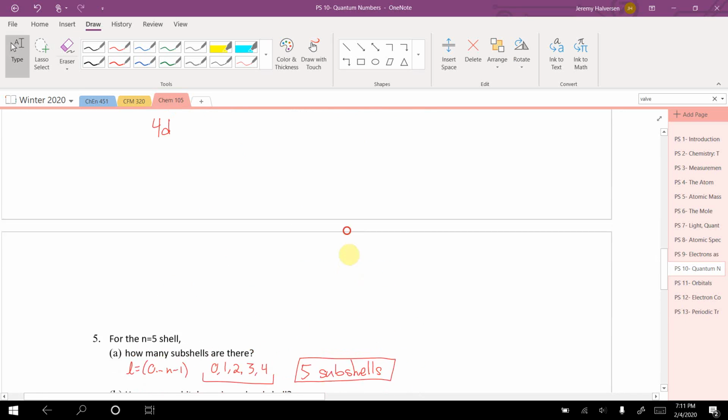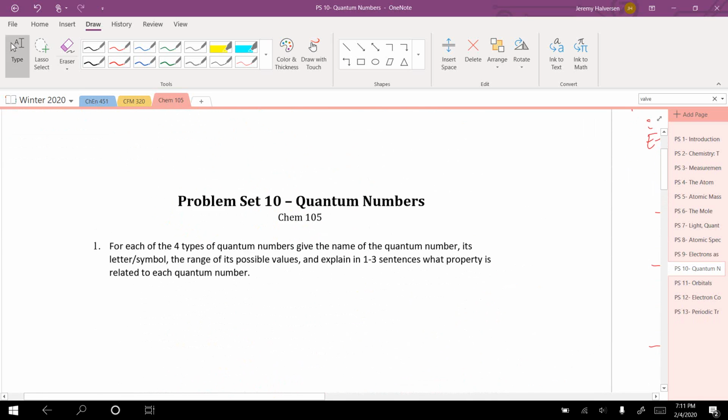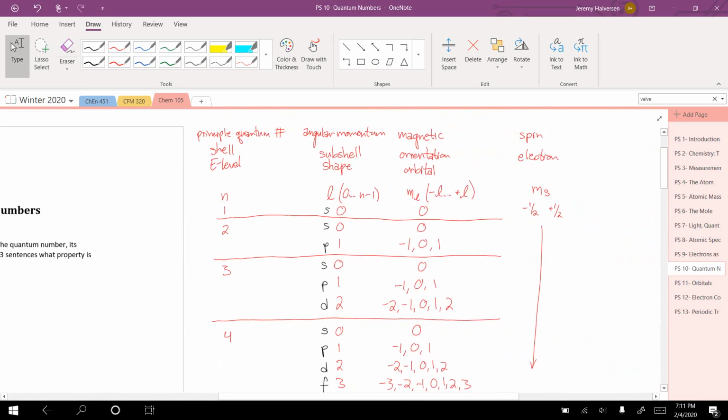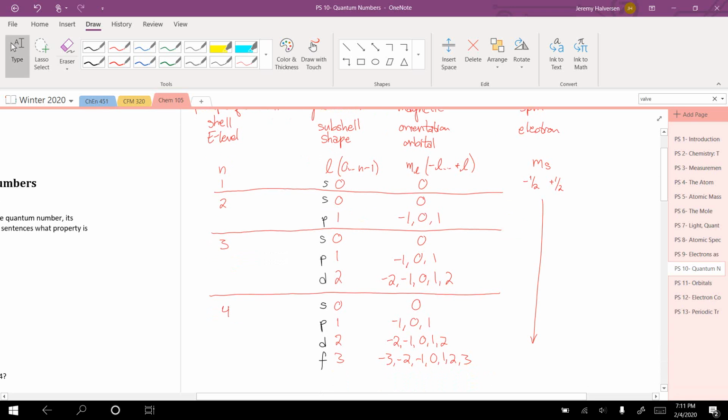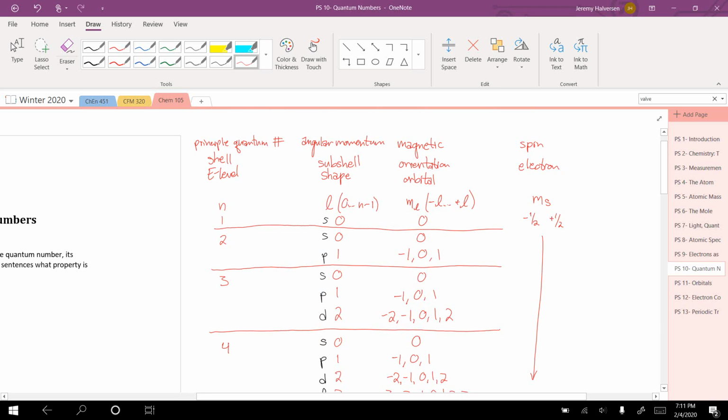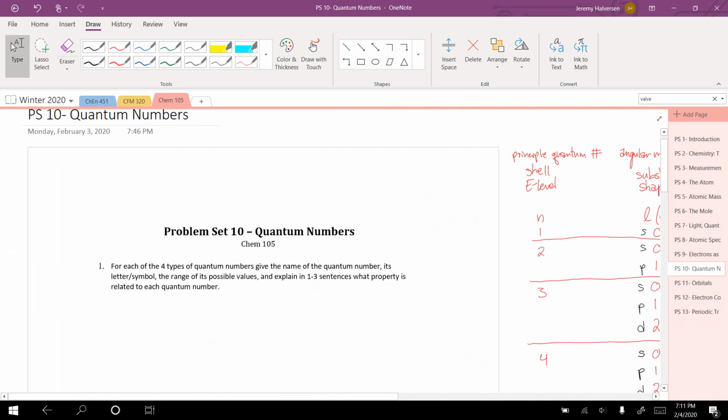All right, so that's it for this problem set about quantum numbers. Really, the biggest takeaway is knowing how you could generate this chart on your own so that you know which quantum number combinations are possible. Therefore, how many orbitals exist in a given shell or subshell, how many electrons could be in a given shell or subshell, that type of thing. And then, of course, knowing what each of the quantum numbers represents. And there you have it.